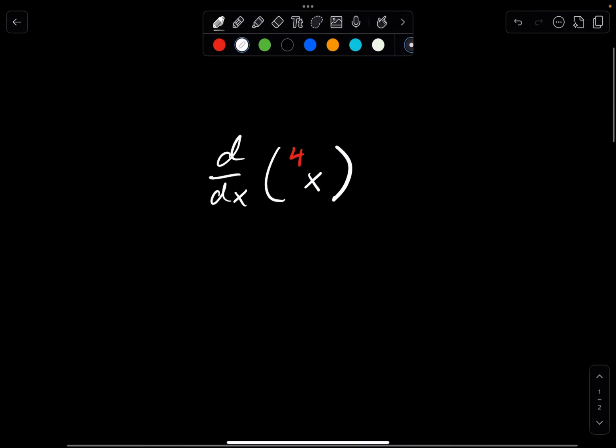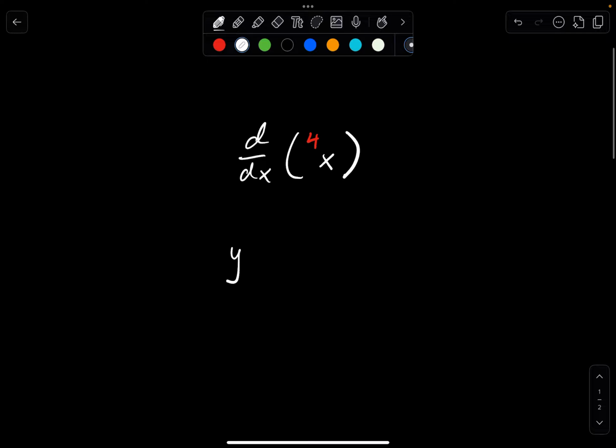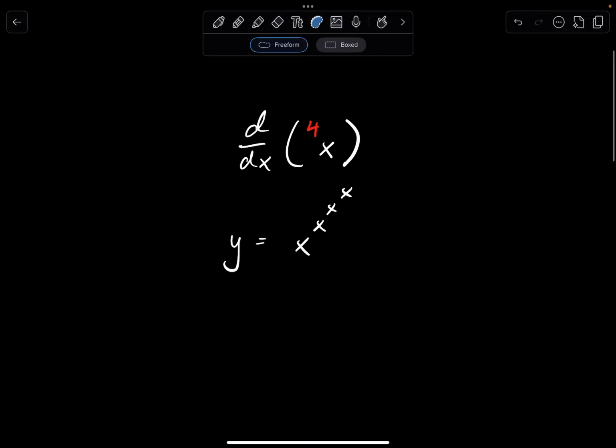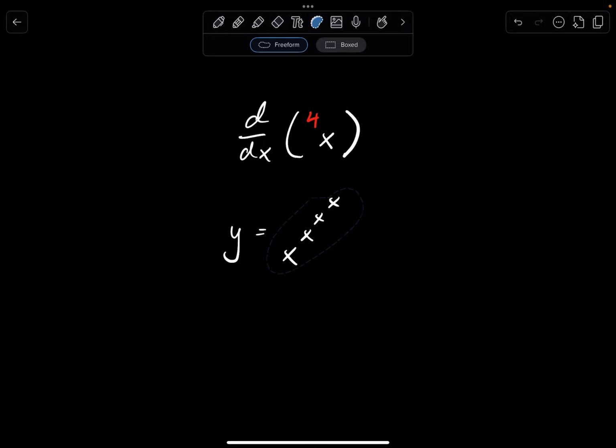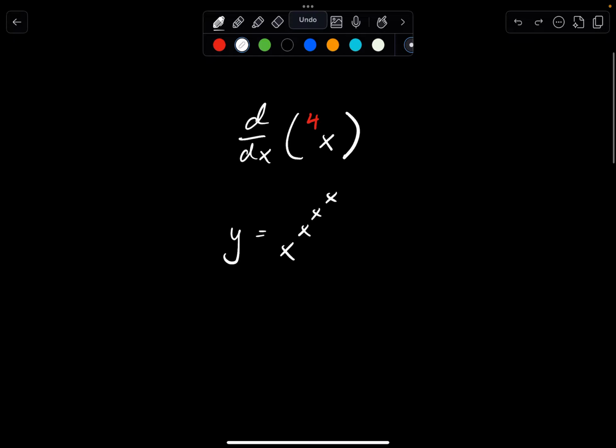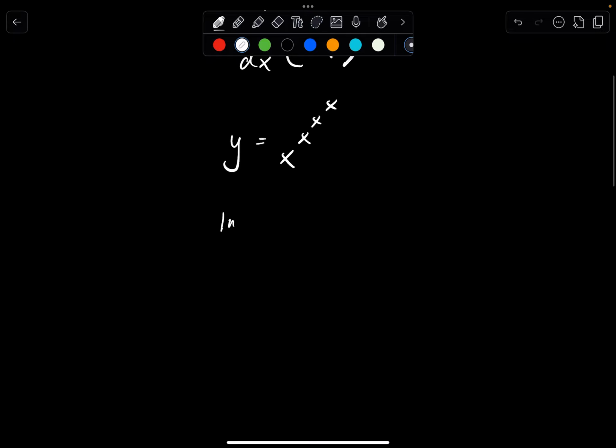So we can use something called logarithmic differentiation to differentiate this beast, but I'll be notating it like this. If you want to, you can use a different notation, but this is what I prefer for simplicity. So what we can do is I want to get rid of this exponent, so let's do ln on both sides. Now, by doing that, we get ln of y, the natural log, is equal to x to the x to the x ln x, because we can take the exponent down by doing natural log.